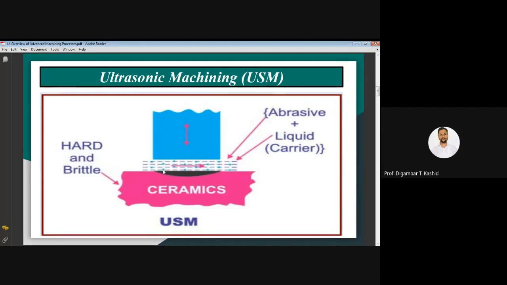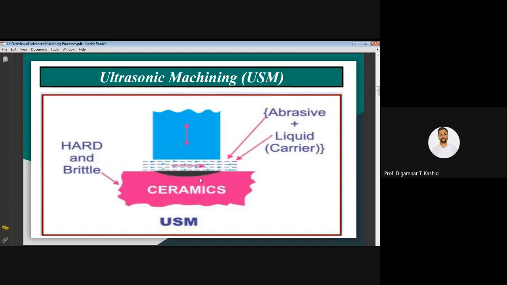Now when the tool vibrates, that vibration is going to transfer to your abrasive slurry. Due to that vibration, a mechanical impact will occur on the top surface of the workpiece, and due to that impact material will be removed in the form of small craters.